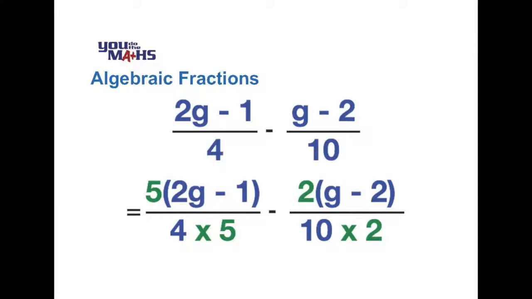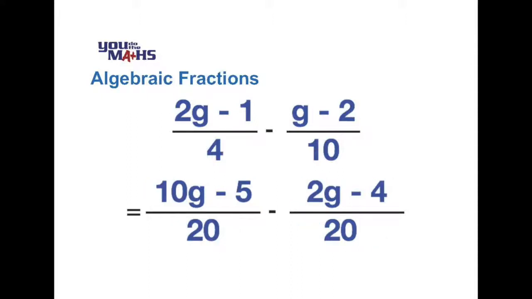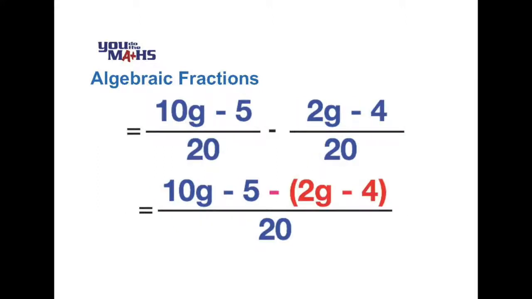In a similar manner, the second fraction has been changed by multiplying the top and bottom by 2. But again, the numerator has been placed in brackets, so we multiply everything in there by 2. So if we change our numerators accordingly, what we'll notice is the fraction becomes 10g minus 5 over 20, subtract 2g minus 4 also over 20. Now we'll put our numerators together, this time all over a common denominator of 20.